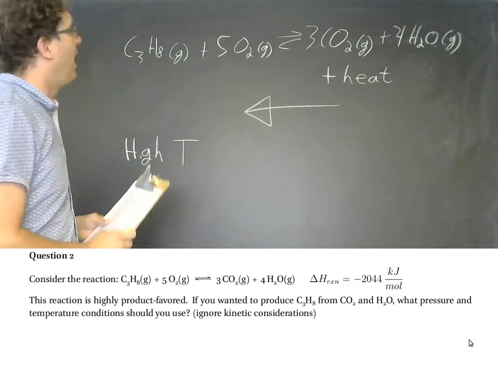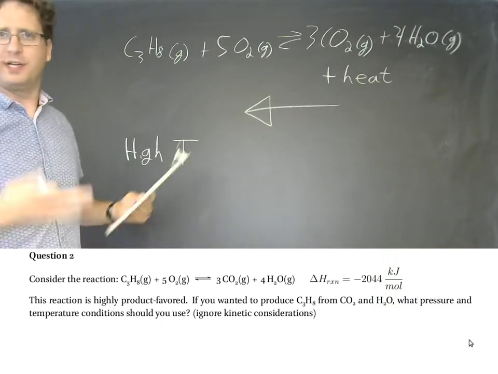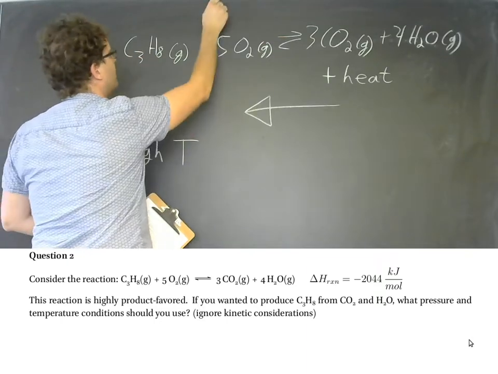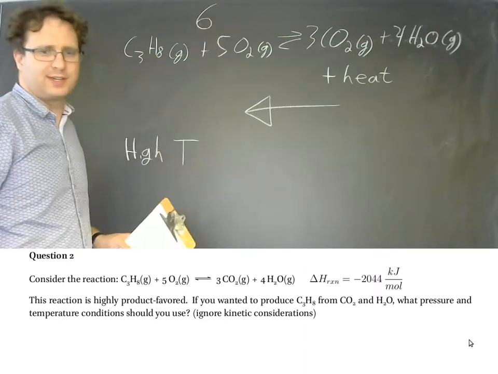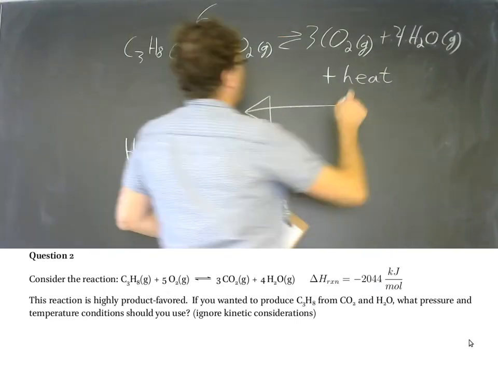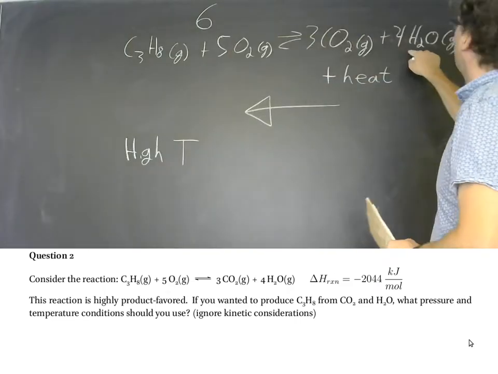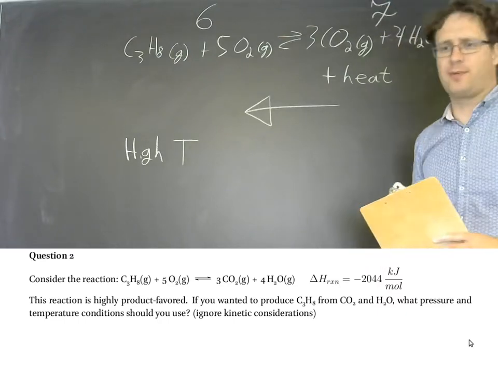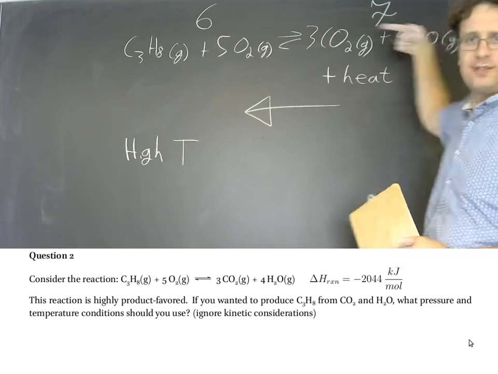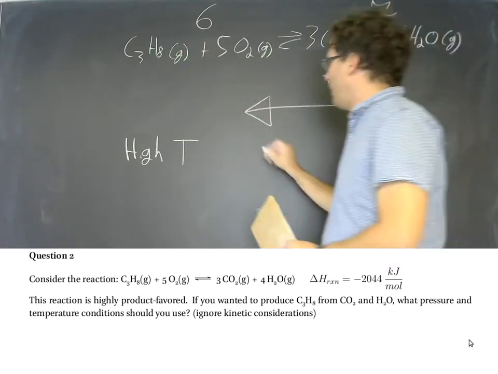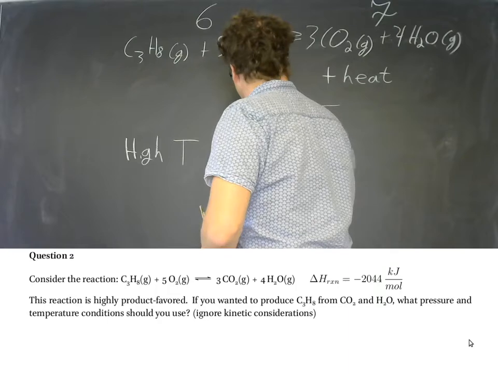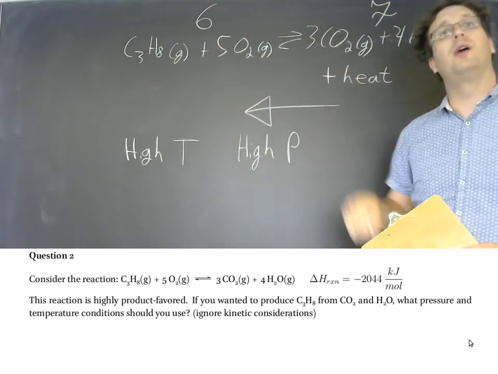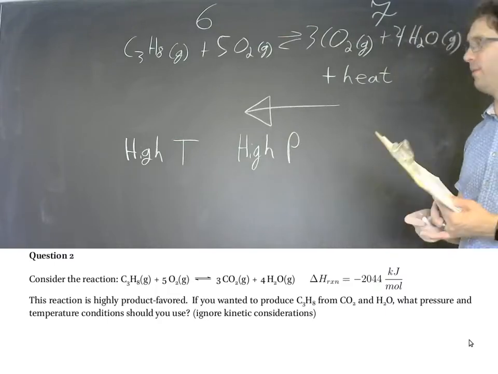And then for the pressure, we need to count the moles of gas. Here we have 1 plus 5 is a total of 6 moles of gas on the reactant side. And 3 plus 4 is 7 moles of gas on the product side. So how do we drive it to the reactants? That would be at high pressures. Higher pressures will shift it more and more to the left, toward the reactant side.